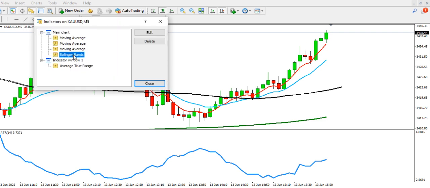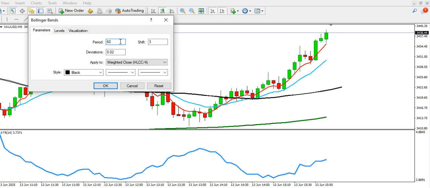Also the last one on the main window, that's a 60 period Bollinger Bands. Shift is 3. Deviation is 0.02. Applied to weighted close. Color is black.